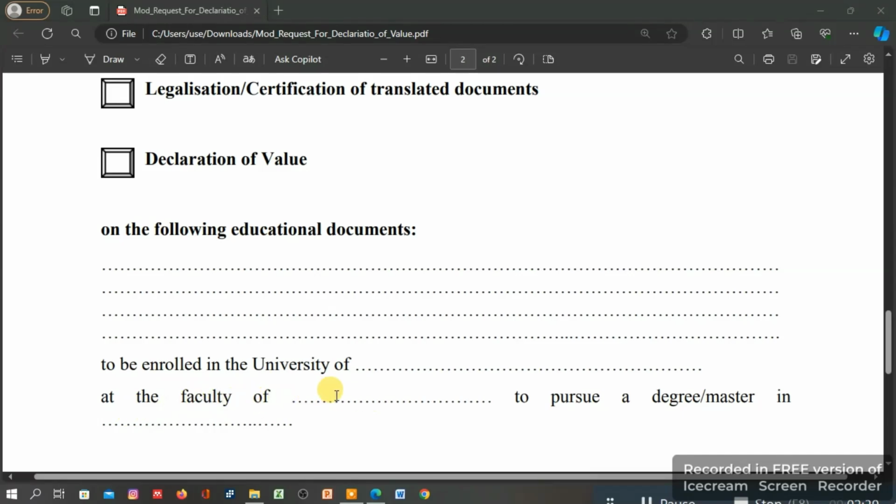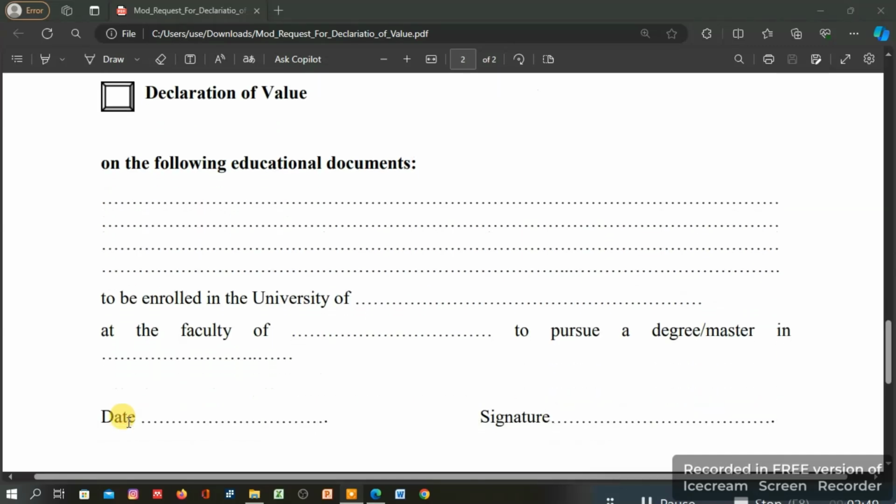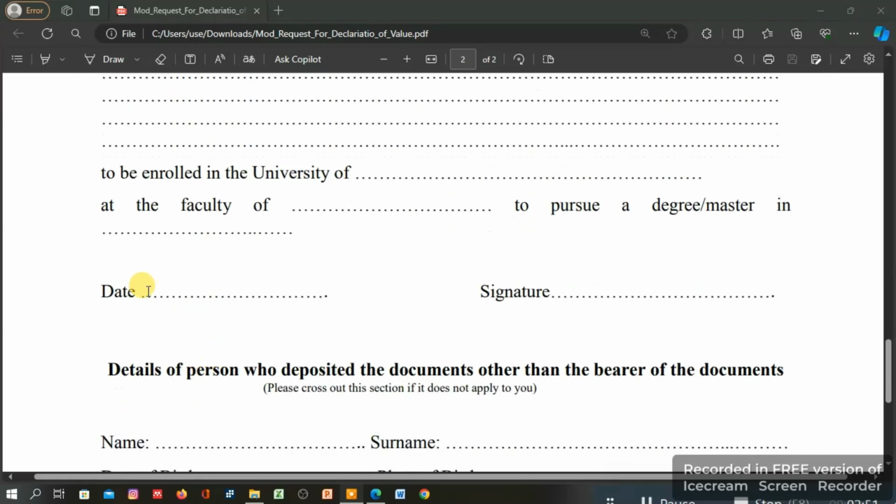which faculty are you going into? Maybe the faculty of economics, social sciences, linguistics, all that. What particular faculty you are going to pursue a master's degree in, with the program that you are going to study. So maybe the faculty of economics, master's degree in marketing. Then the date, your date, and then the signature.